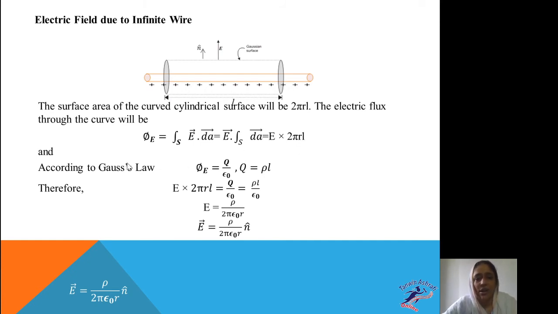Now according to the Gauss law, this phi is equal to the total charge, the algebraic sum of charge Q, divided by epsilon naught. Now the algebraic sum of charge Q is nothing but rho into L. If we substitute rho into L, on the left hand side we have E times 2 pi RL. This L and L get cancelled. The electric field E is rho divided by 2 pi epsilon naught R in the direction perpendicular to the surface, that is n cap.